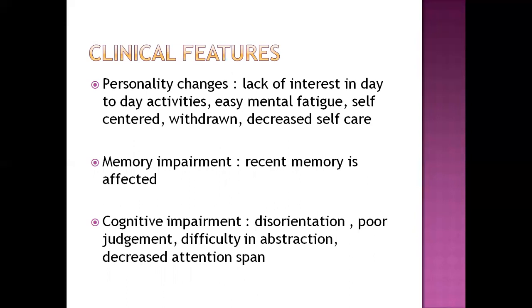during school. Cognitive impairment includes many things: disorientation, poor judgment, difficulty in abstraction, decreased attention span towards anything. Affective impairment is emotional impairment, that is labile mood, irritableness, and depression.